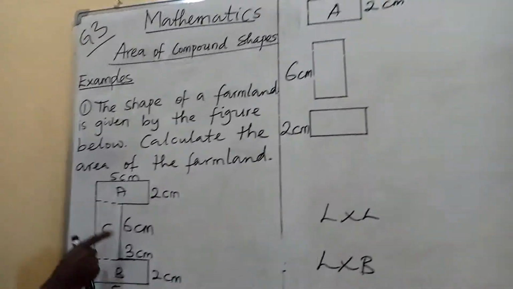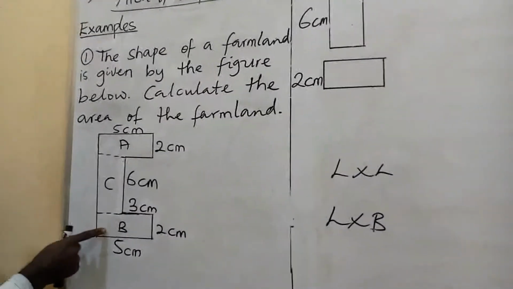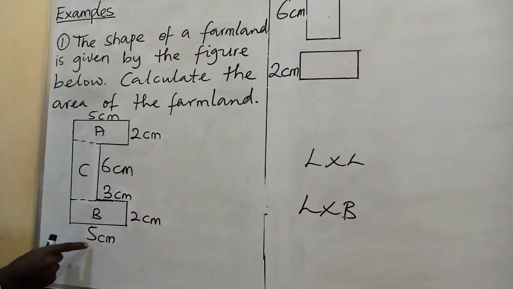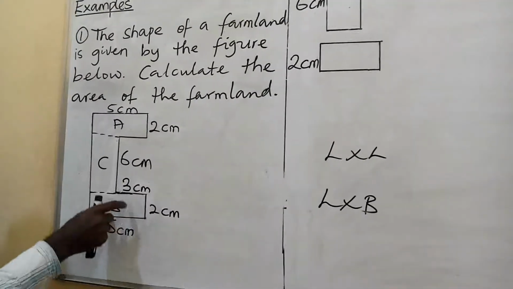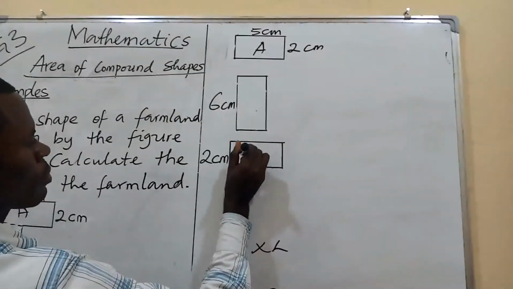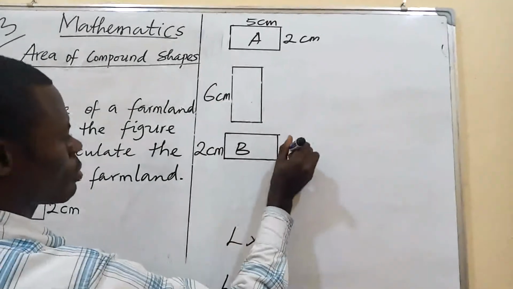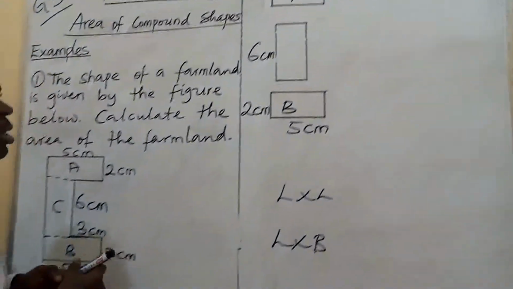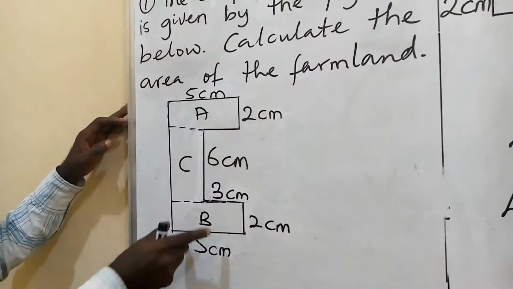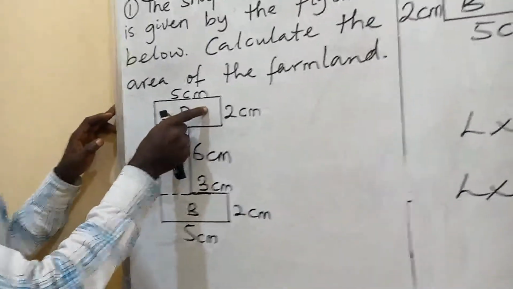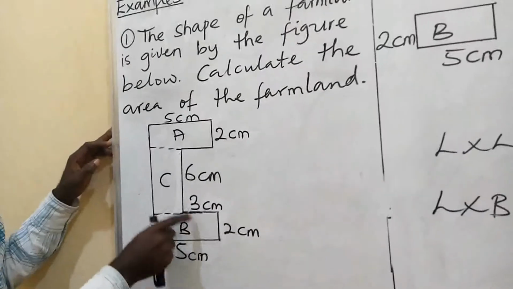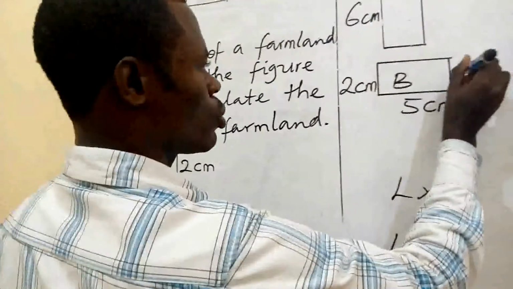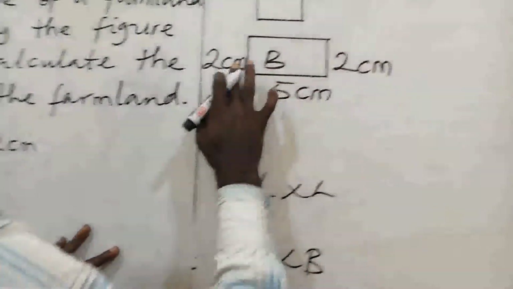And then from this other point, we cut out shape B, which is this other shape. Shape B has a length of 5 centimeters and a breadth of 2 centimeters. You can see it here. So now we've cut out shape A and we've cut out shape B. So what is left is shape C. You can see shape B here. Actually, this is 2 centimeters. Let me write it this way so that you don't get confused.